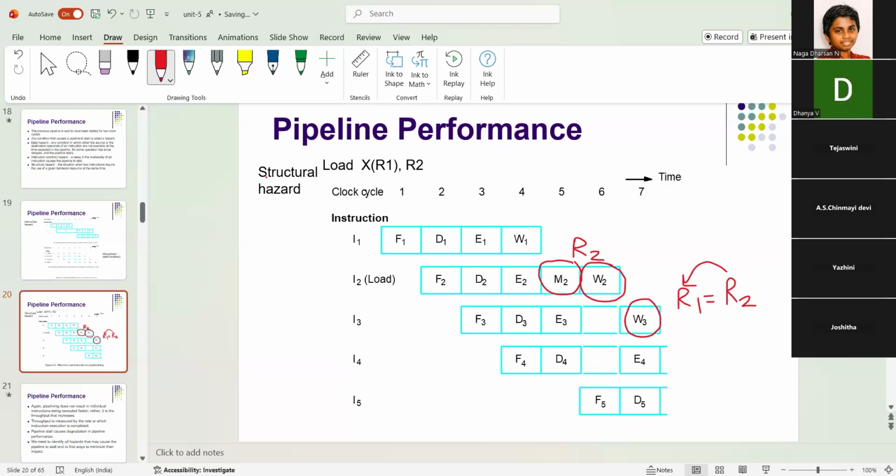That is an example of structural hazard. You're trying to access the same memory at the same time, which you can't do. So that's why you're having a stall over here.